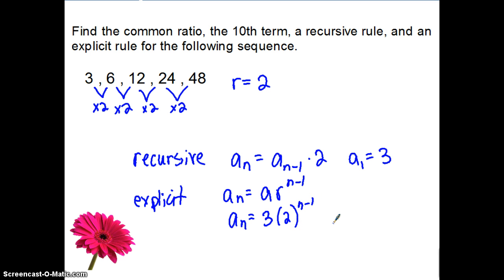So for the 10th term, if we're looking for a sub 10, we are going to plug that in for our n. We're going to do 3 times 2 to the 10 minus 1 power. So that's going to be 3 times 2 to the 9th power, and we'll let you type that in your calculator to figure out what that is.